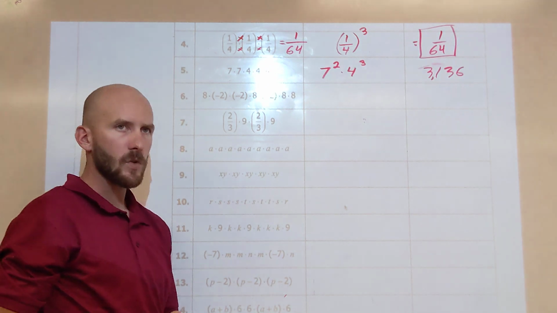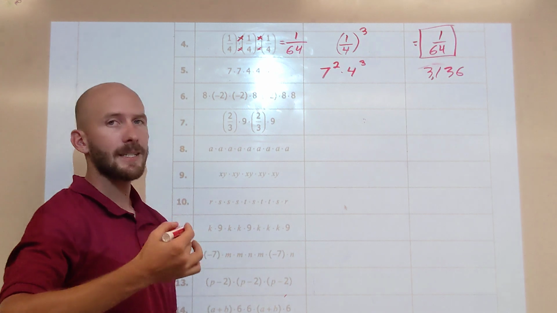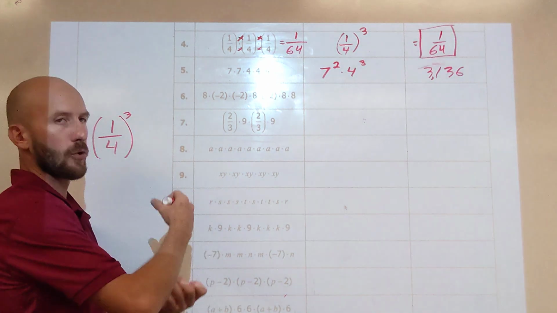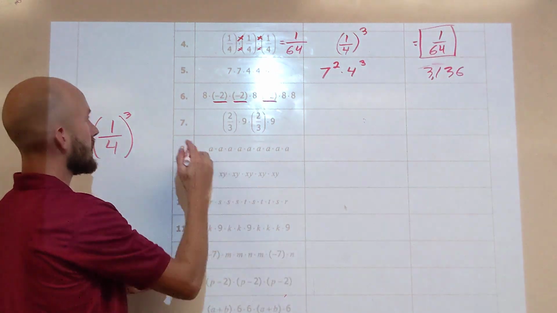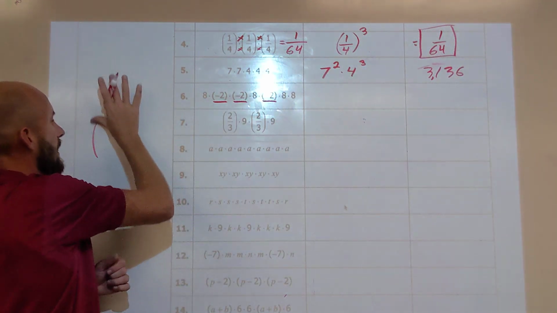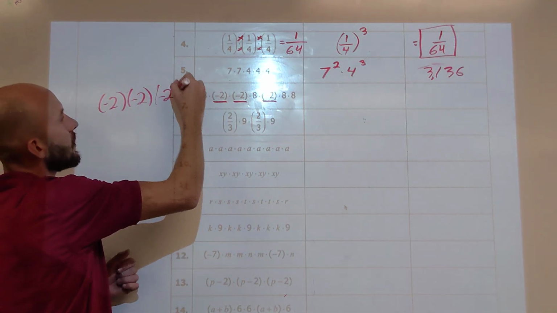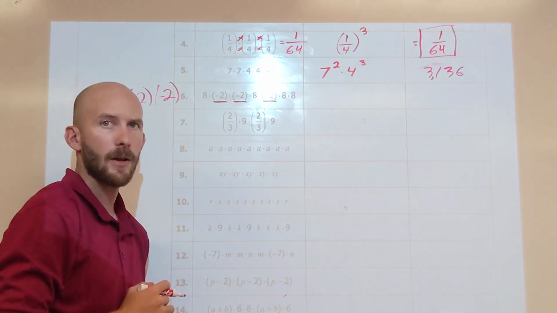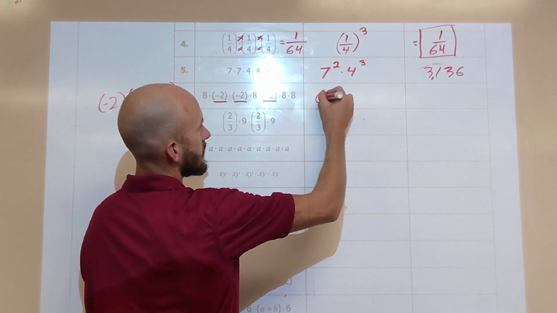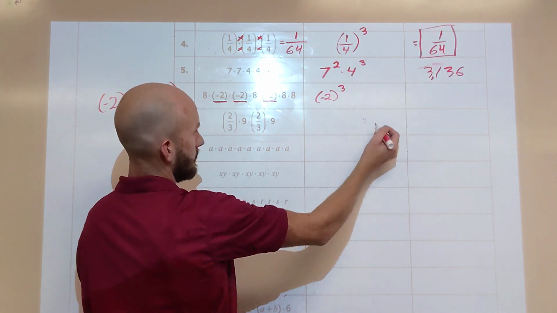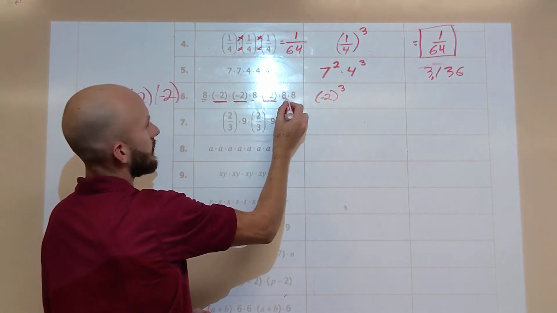Okay. So what I want to emphasize here is that the order does not matter. So group the things that are the same together. This is the exact same as if I had -2 times -2 times -2, right? The order of multiplication doesn't matter. So how would I write this using exponents? -8 to the third power. And then I can do the 8s, and then 8 to the fourth power.